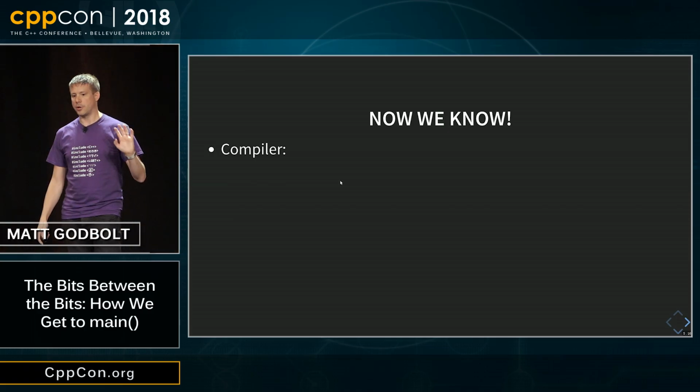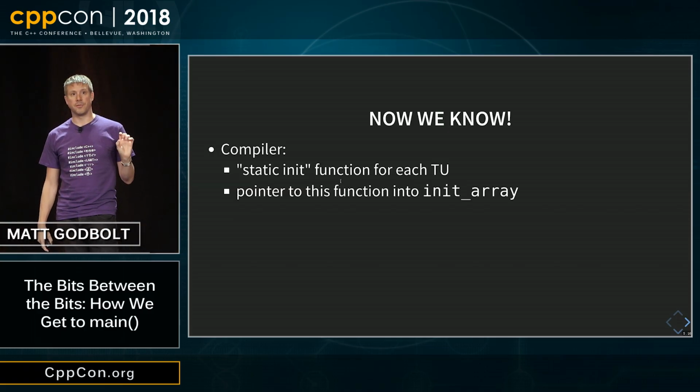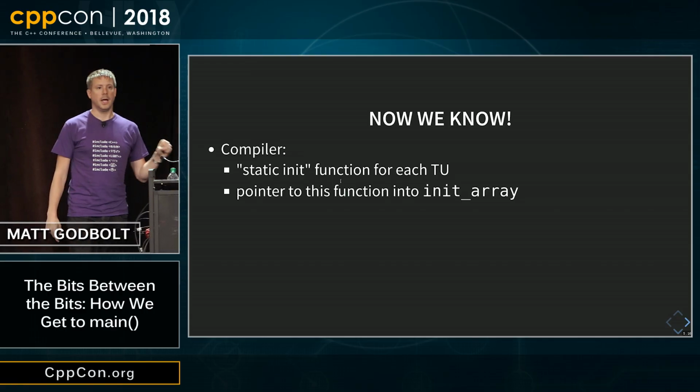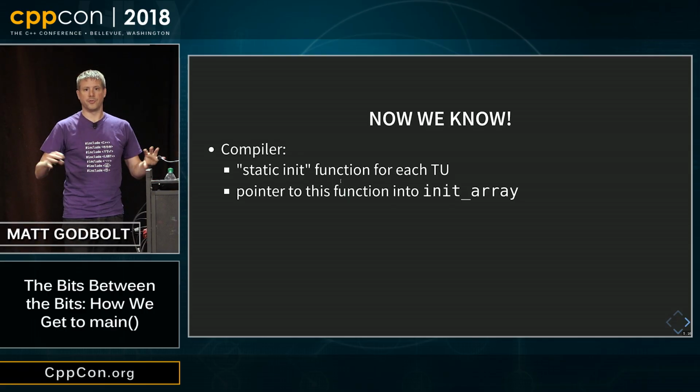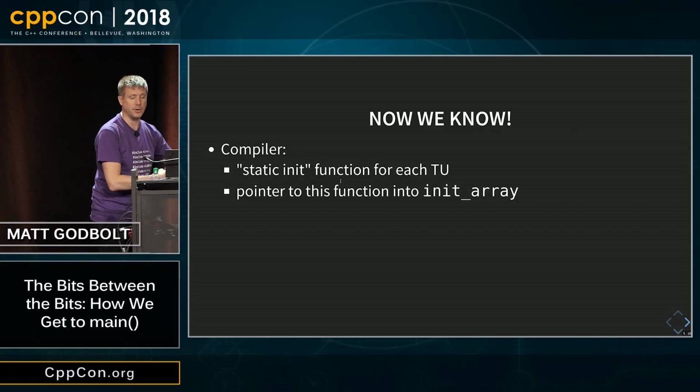So just to recap, the compiler makes a static initialization function in every translation unit, which calls out to all the constructors for the objects that are global to that particular translation unit.